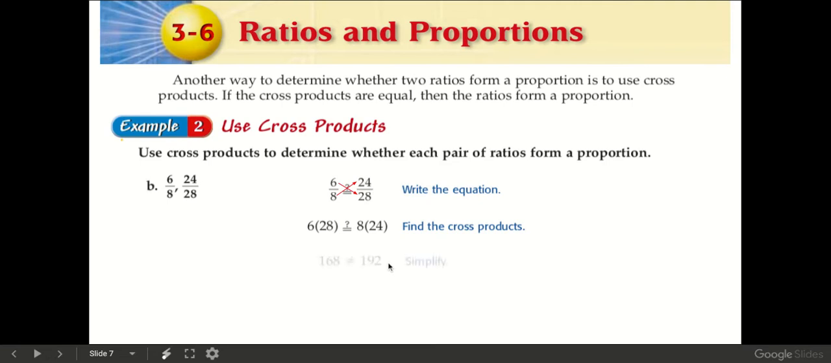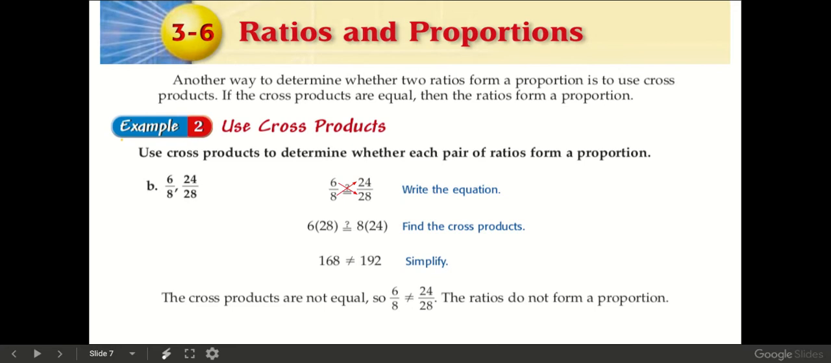So I'm going to multiply those out. 6 times 28 is 168. 8 times 24 is 192. Those two are not equal. Since the cross products are not equal, they do not form a proportion. So this is an example where it didn't work out. So those two ratios or fractions are not equal to each other.